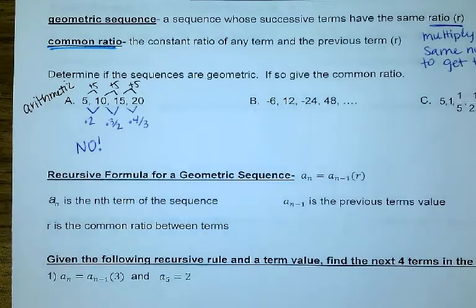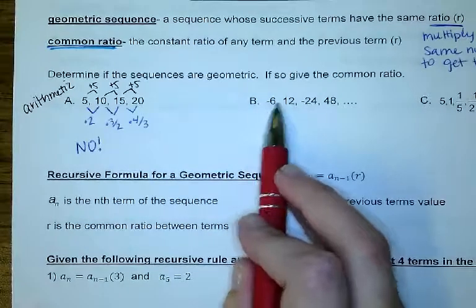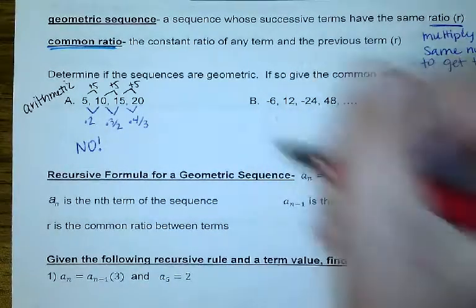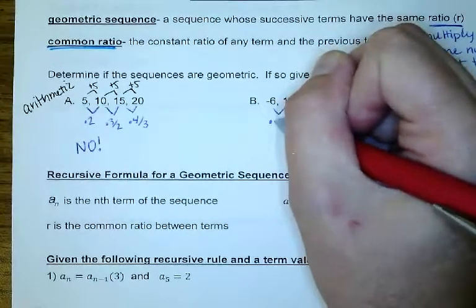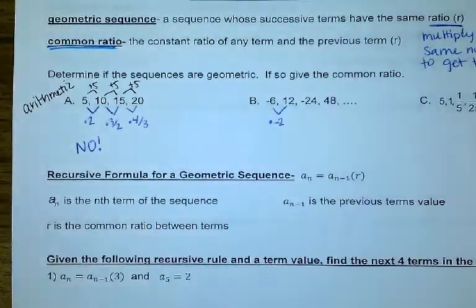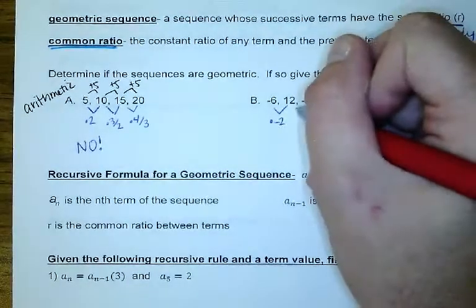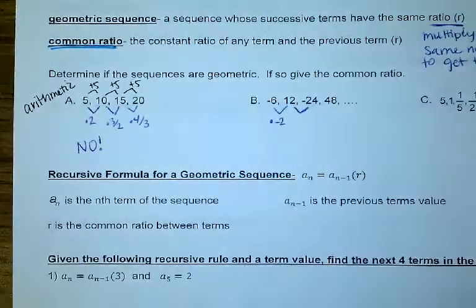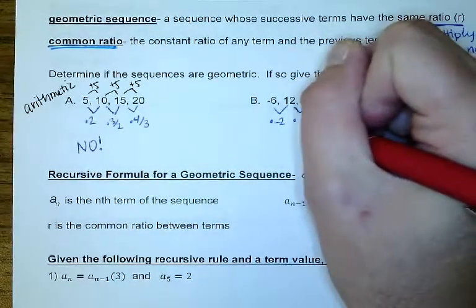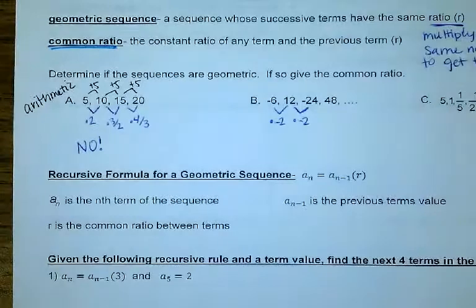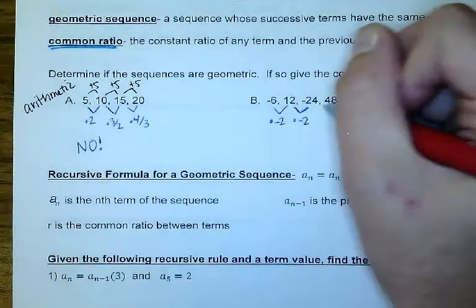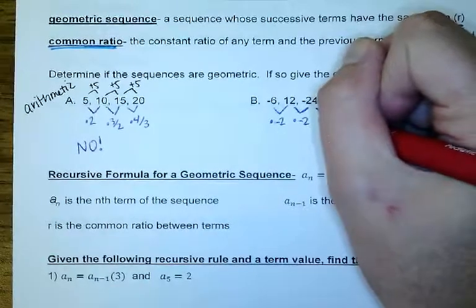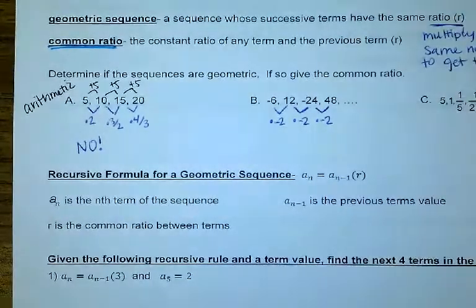Now let's take a look at B here. What are we multiplying by to get from -6 to 12? I like it, -2. So we're multiplying by -2, because -6 times -2 gives you a +12. What are we multiplying by to get from 12 to -24? -2 again. Exactly. And then to get from -24 to +48, we are also multiplying by -2.